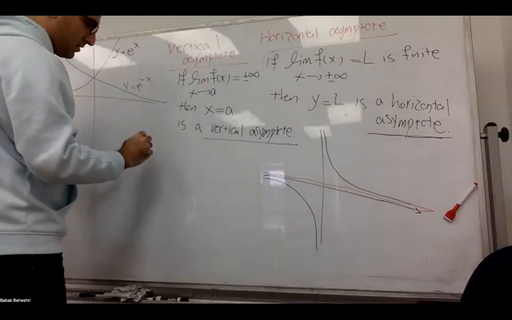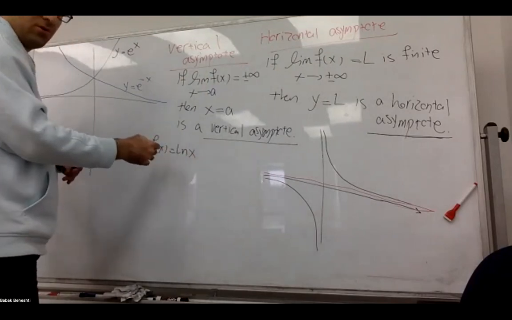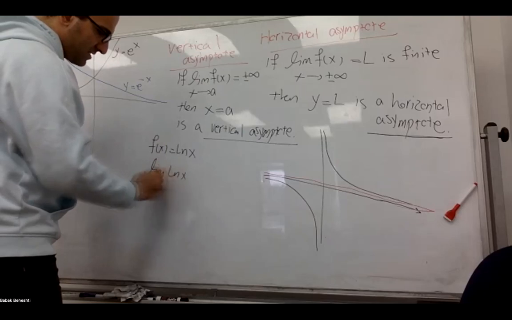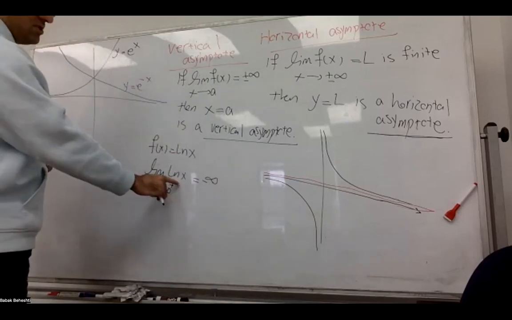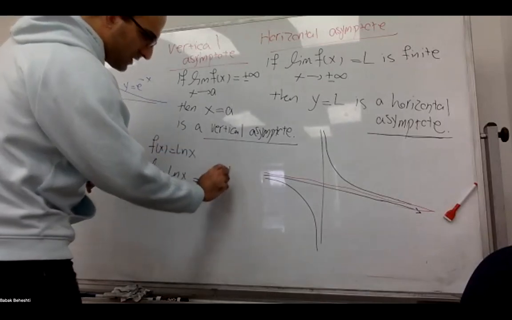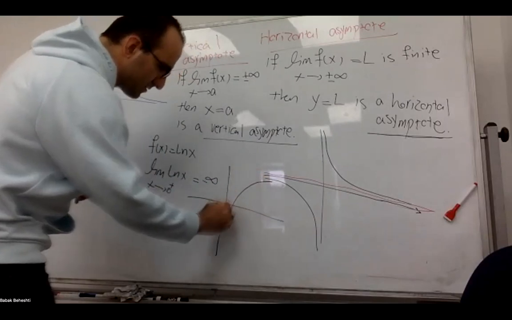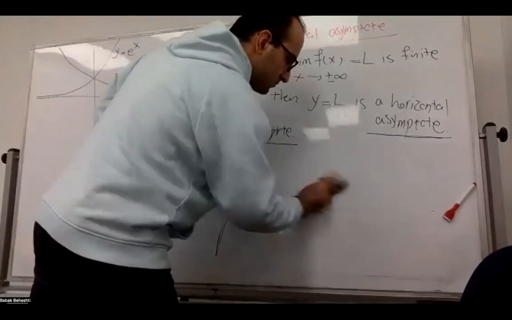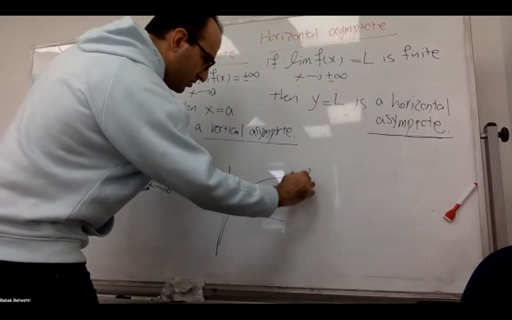For example, f of x equal to ln of x, the natural logarithm. The limit of ln of x, x goes to 0 plus, is minus infinity. So when x goes to 0, ln is minus infinity. I can draw a picture of ln so that you see. So this is ln of x. So this is y equal to ln of x.